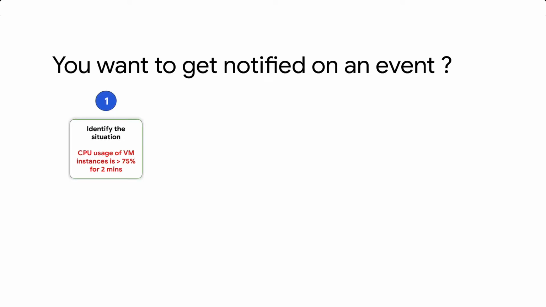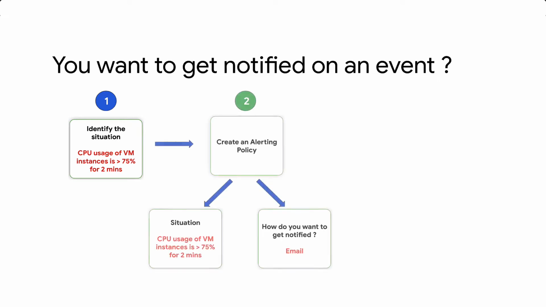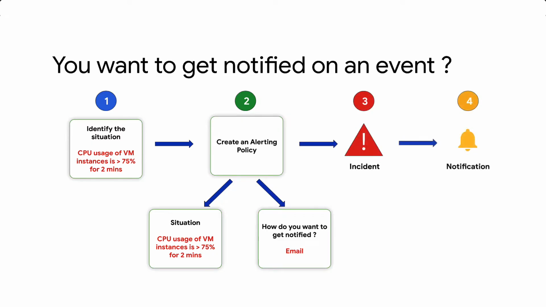system. In cloud monitoring, you can create an alerting policy to describe the situation you want to be notified of and to indicate how to notify you. The alerting policy monitors your CPU usage. When the CPU usage exceeds 75% for more than 2 minutes, the alerting policy is triggered, which causes two things to happen. Number one, an incident is created, and second, you are notified. For example, through an email that an event has happened, and provided with the link to the incident.